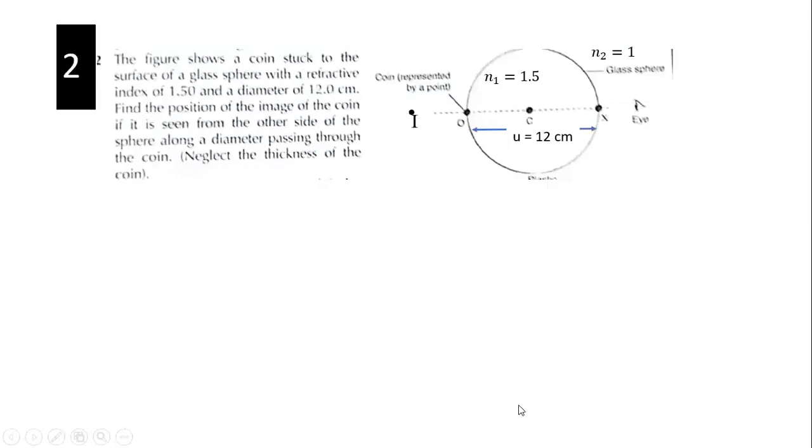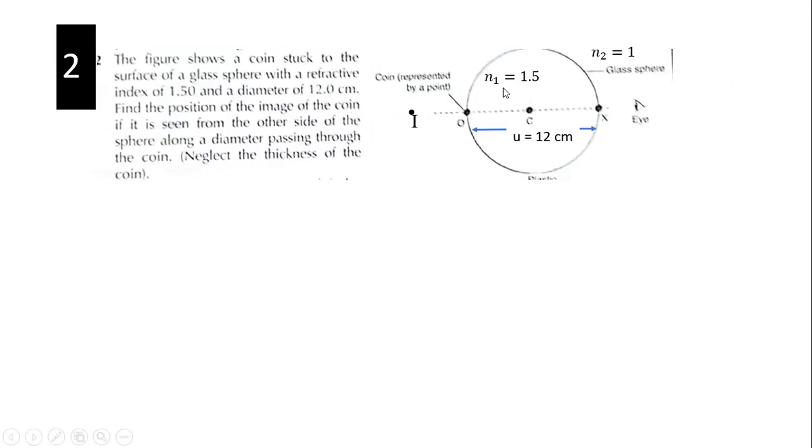Try this question. The figure shows a coin. Sorry, this is your coin. Start on the surface of the glass sphere. This is a glass sphere.